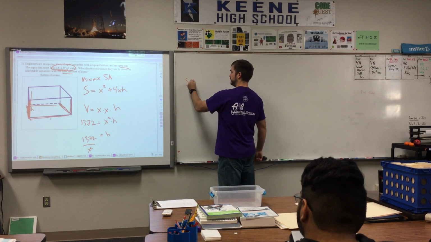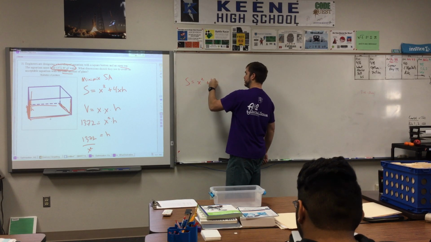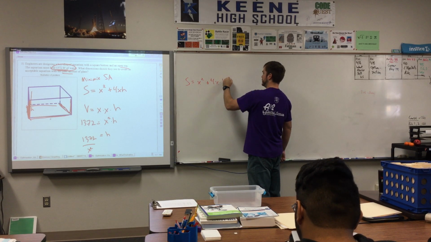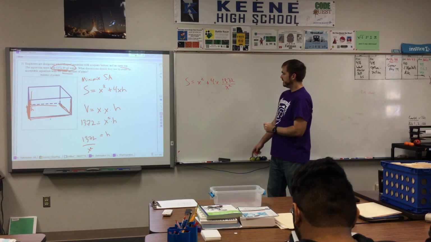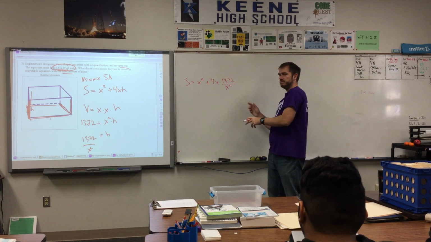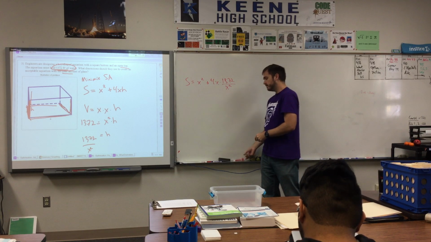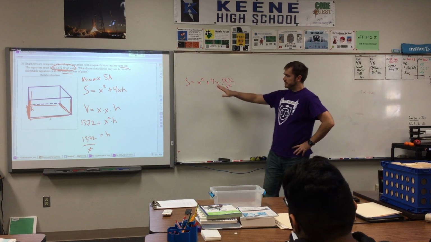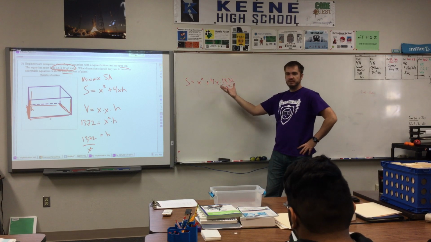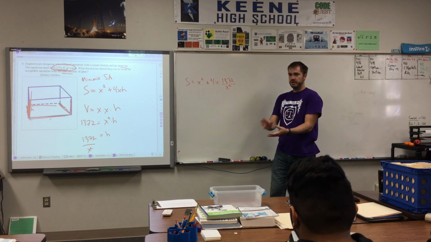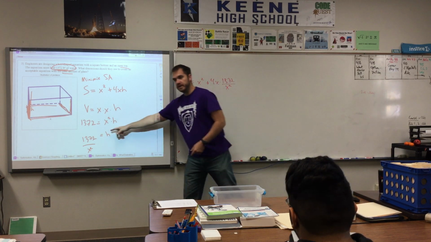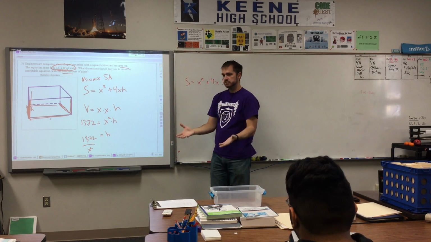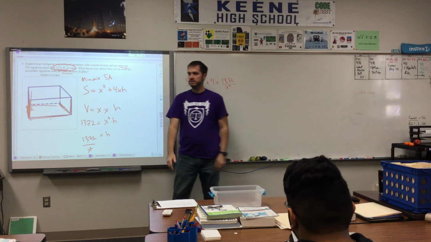We now have a surface area formula equals x squared plus 4x times 1372 over x squared. Oh man, that's so tempting. Cancel, just take the derivative. We can almost do this one in our head. All right, we're not going to. But that is your surface area, which you're trying to maximize or minimize in terms of x. And whatever you get for your x, this is going to give us the maximum or the minimum surface area. Then you will utilize that x value to figure out what your height needs to be in order to fill up 1372.